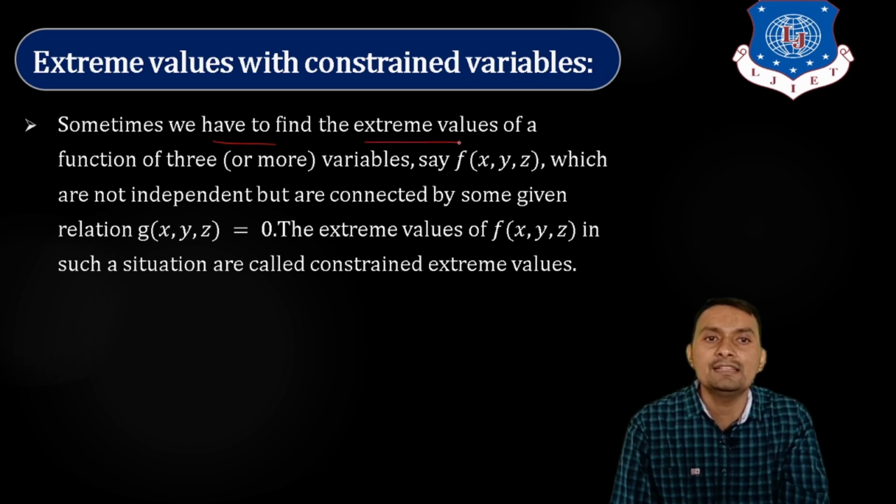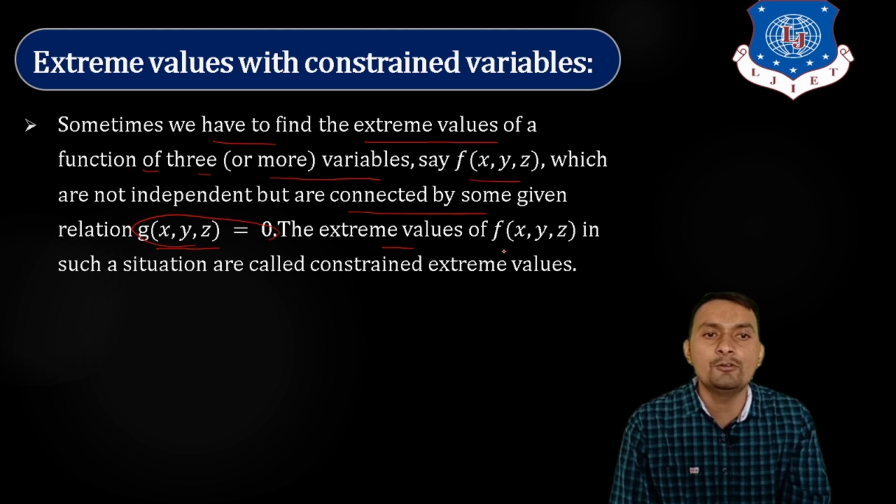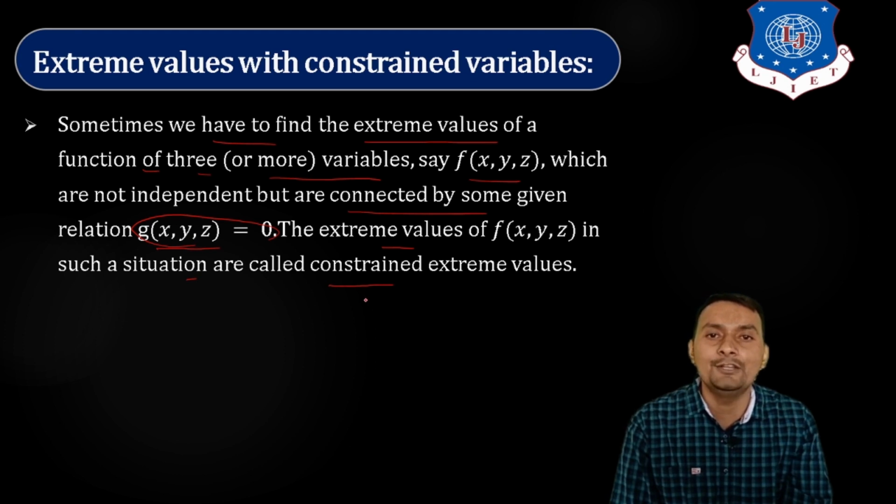Sometimes we have to find the extreme value of a function of 3 or more variables, say f of x, y, z, which are not independent but are connected for some reason, say g of x, y, z is equal to 0. So this is our condition. Still, we need to find the extreme value of f of x, y, z in such a situation, and that is called the constrained extreme value.